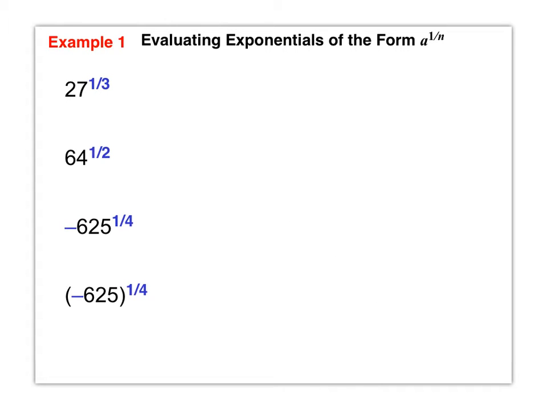Let's evaluate exponents of the form a raised to the 1 over n power. The 27 to the 1/3 power can be written as the third root of 27, and we're looking for the number raised to the power of 3 that gives you 27. Since 27 is 3 to the 3rd power, and we want to raise that to the 1/3 power, we can simplify this as the third root of 27, which is equal to 3.